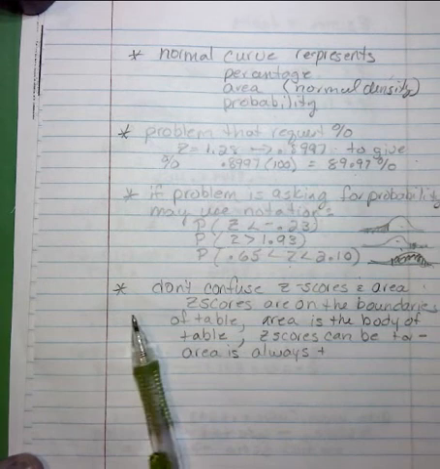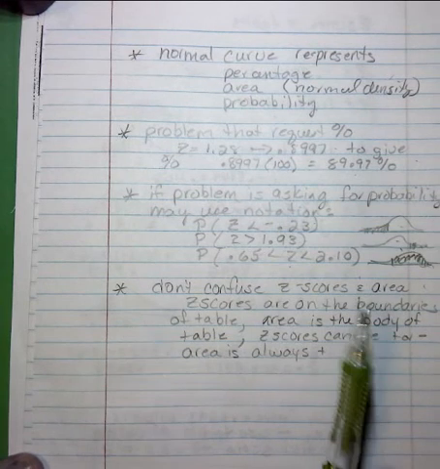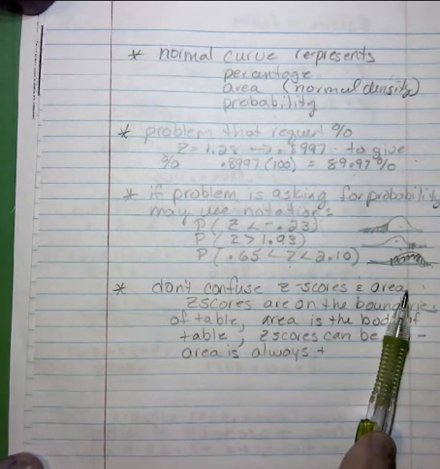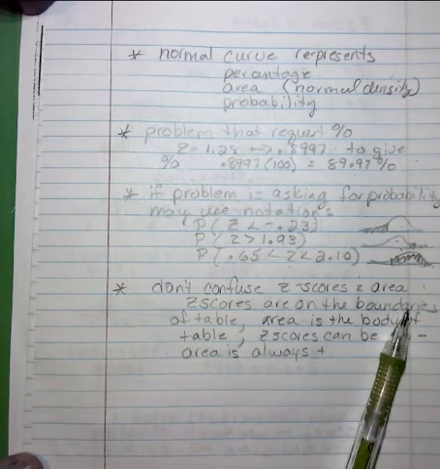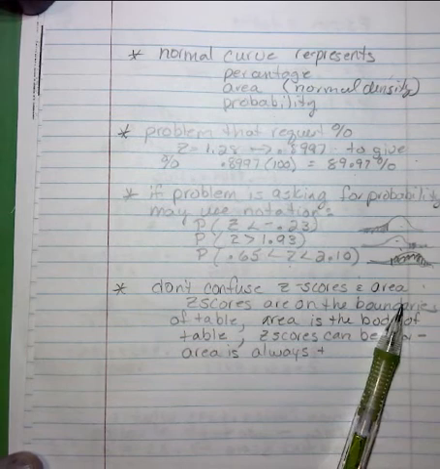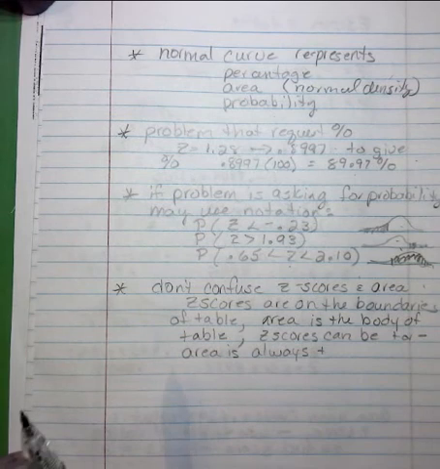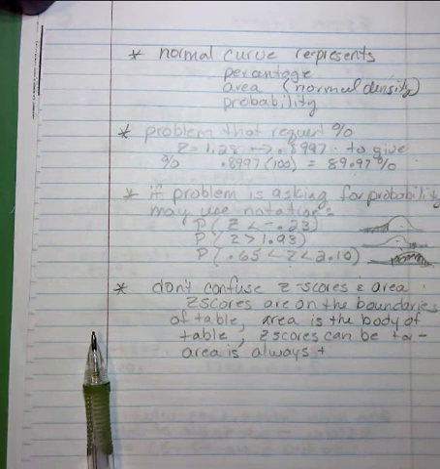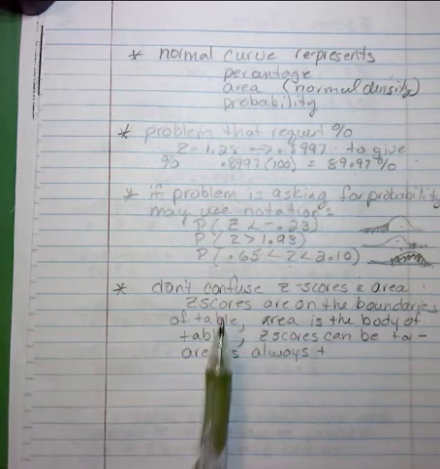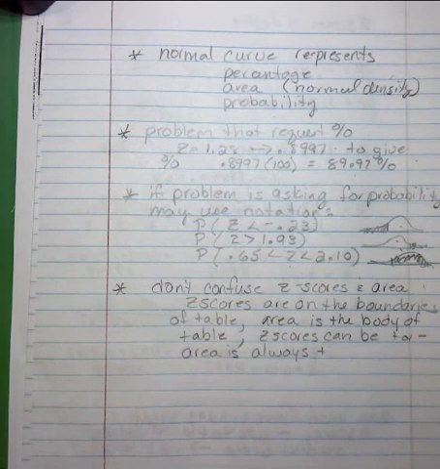Also, just keep in mind that you don't want to confuse the z-scores with the area under the curve. The z-scores can be positive or negative. Area is not going to be negative. The z-scores are going to be on the boundaries. The area is going to be the values in the table inside the left side and the top. They're easy for people to get mixed up, so I'm just trying to point that out to you as well.